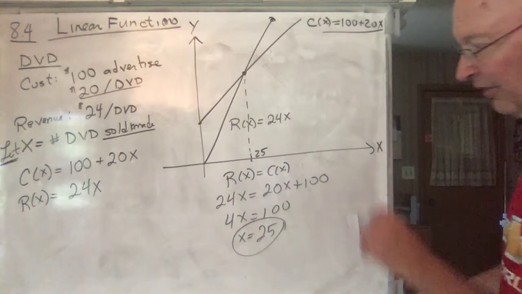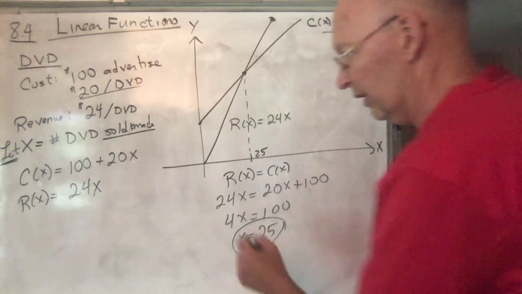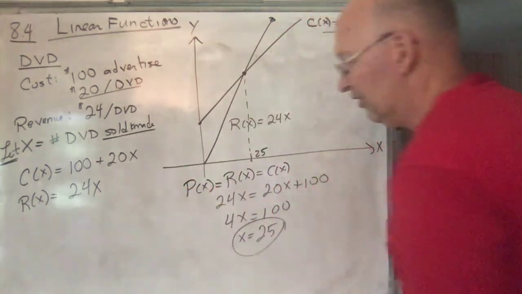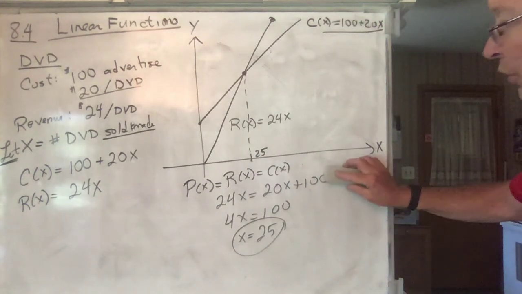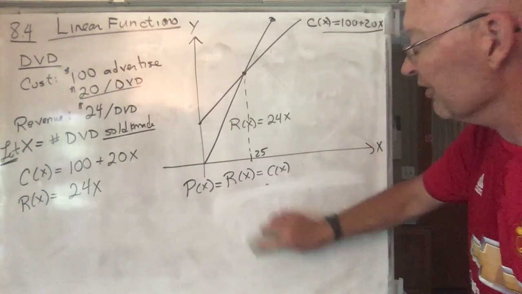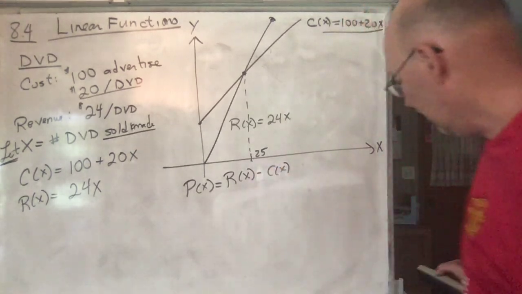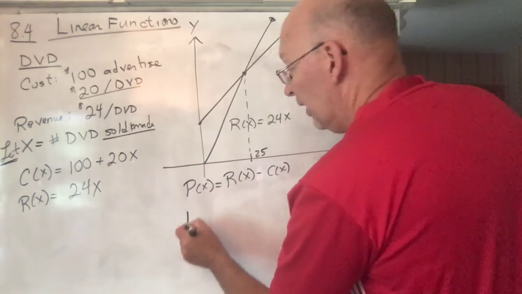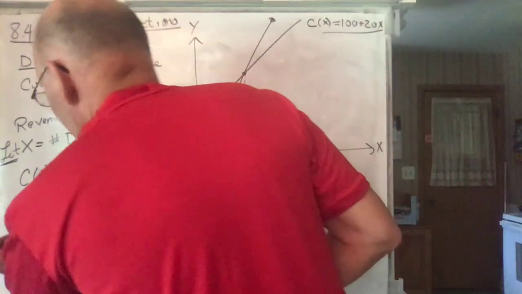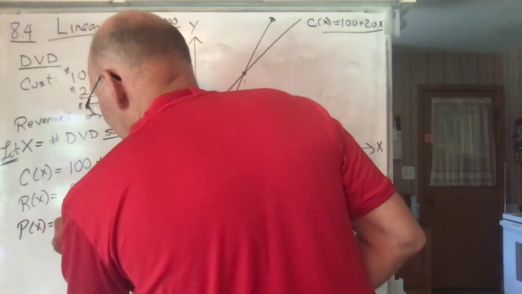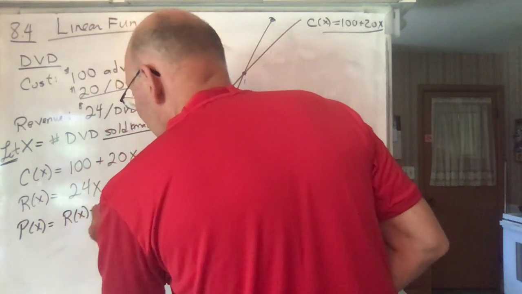Another way to do this problem, this is the way the author did it. Another way to do it is to say, hey, let's let the profit be equal to the revenue minus the cost. Do you agree? The profit is the revenue minus the cost. So in that case, the profit, let's go ahead and do it over here. P of x is equal to R of x minus C of x.